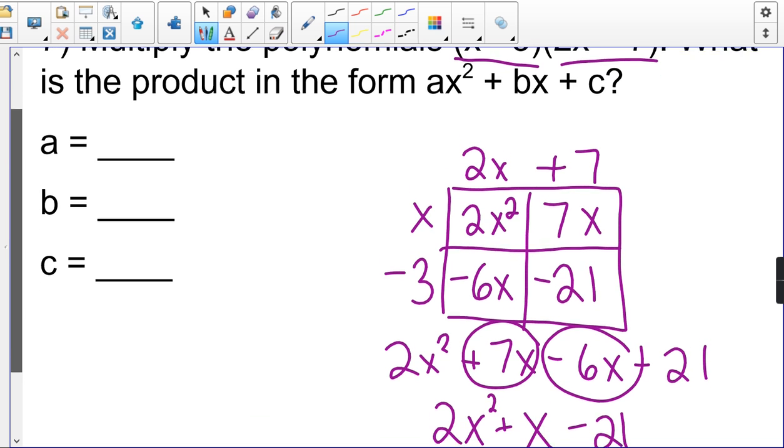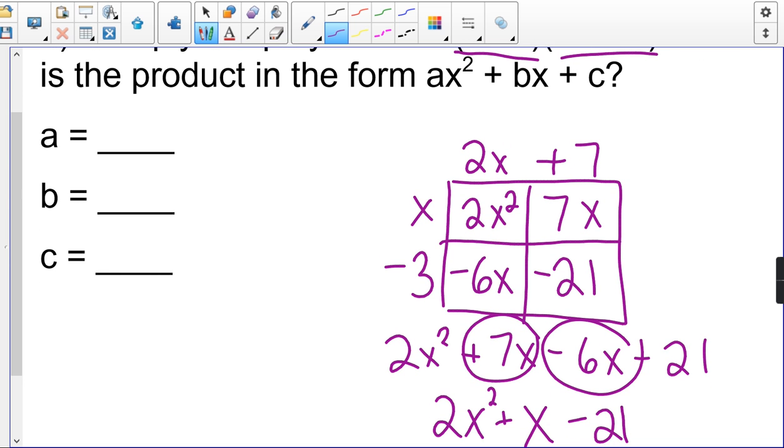Now the question asked me to give a, b, and c. So what is that asking? Well, it's asking us for the coefficient of x squared. So just the number in front of x squared would be a. So that would be the 2. Then it's asking for the coefficient of x, so the number in front of x. I don't see a number in front of x, so I understand that I just have 1x. So my coefficient of x, my b, is 1. And then c is asking me for the number alone, which in this case is negative 21.